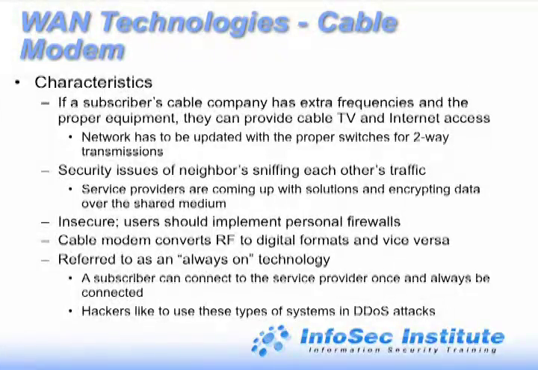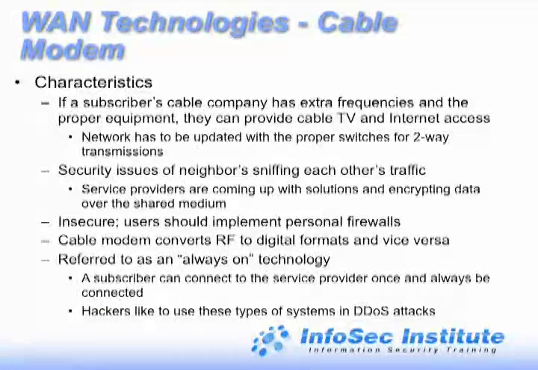Okay, cable modem. Characteristics of a subscriber: the cable company has extra frequencies, and the proper equipment they provide for cable TV and internet access can be used for both types of communications. There are security issues. Basically, a neighbor could sniff each other's traffic. They have fixed this in a lot of areas, but the challenge is if you can find an older modem, because the way they fixed this in most areas is they upgraded the firmware so you can no longer do promiscuous sniffing through your network. If you downgrade the firmware or get one of the older modems, sometimes you can still sniff what's on those nodes or within those sections. So insecure users should implement personal firewalls. Cable modems convert RF to digital signal and vice versa, also referred to as an always-on technology.